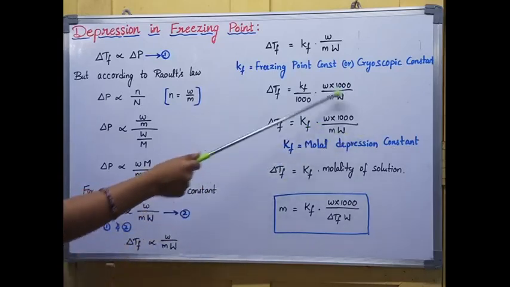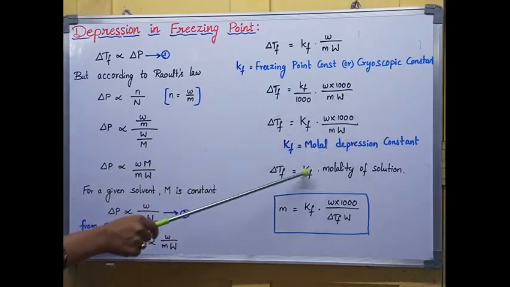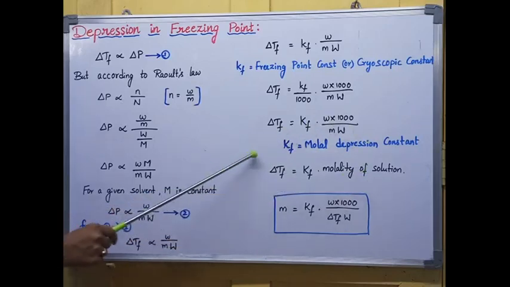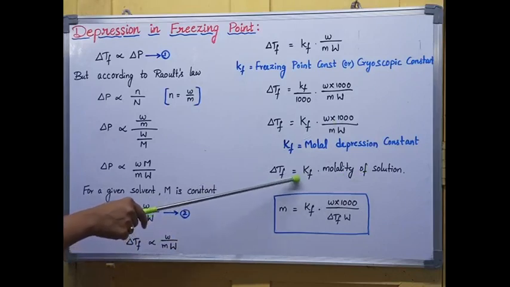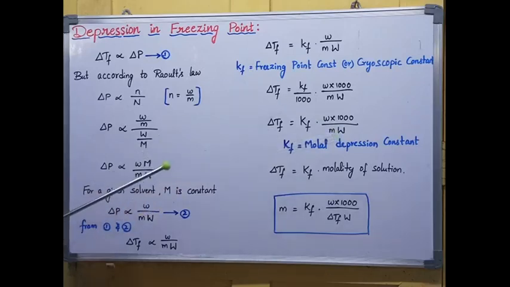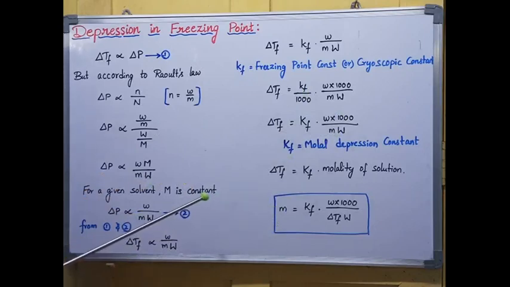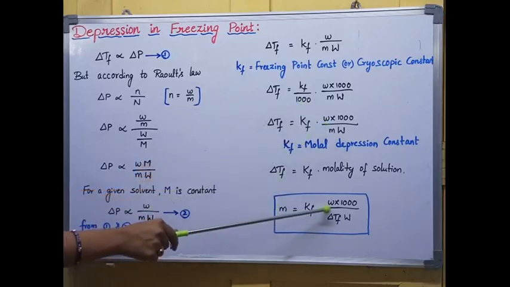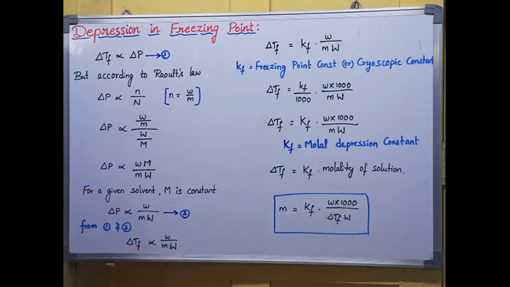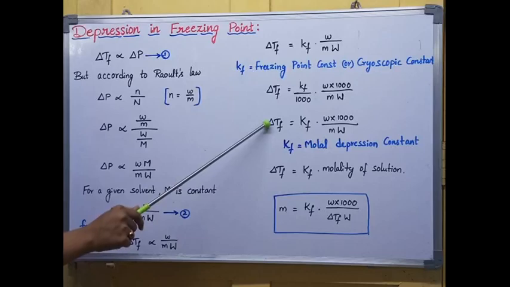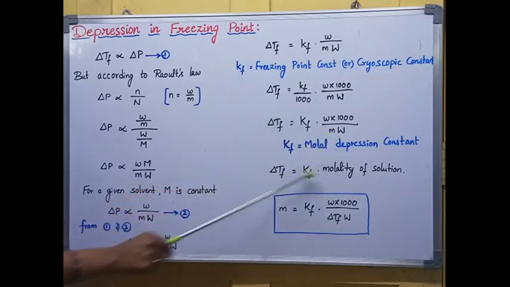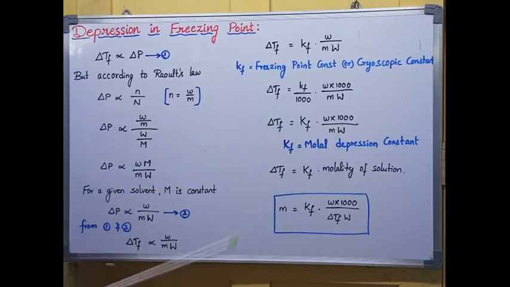We already know this formula indicates molality. So delta Tf is Kf into the molality of the solution. Finally we got this equation: depression in freezing point is equal to the molar depression constant into the molality of the solution. From this equation, if I want to calculate the molar mass of a solute, small m is equal to Kf into small w into 1000 by delta Tf into capital W. Simply I am bringing m to this side and delta Tf to the other side. So finally I got the relation between molar mass and depression in freezing point.